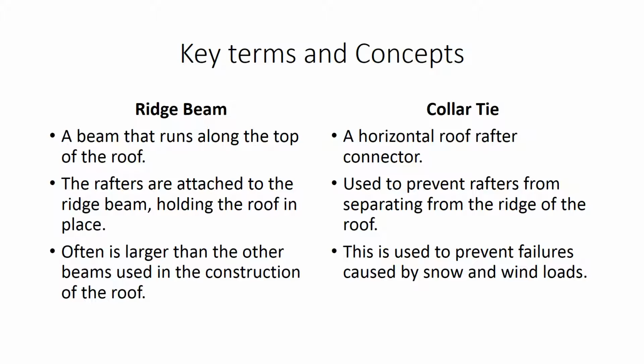A collar tie is a horizontal roof rafter connector, used to prevent rafters from separating from the ridge of the roof. Collar ties are used to prevent failures caused by snow and wind loads.